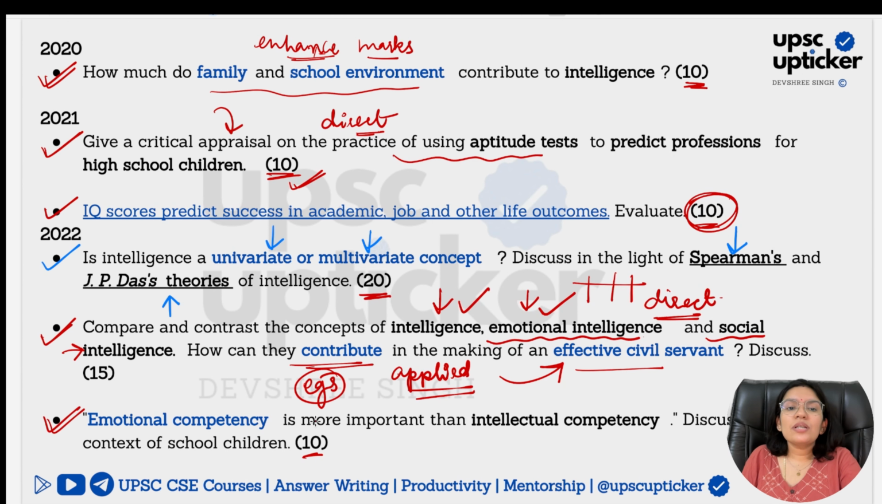Next question, emotional competency is more important than intellectual competency. Discuss in the context of school children. I've discussed this question with you in motivation and emotion already. Here I'm just briefly telling you that it is working on the similar principle of the previous question, right? Why? Because it is again the EI which plays a very important role.